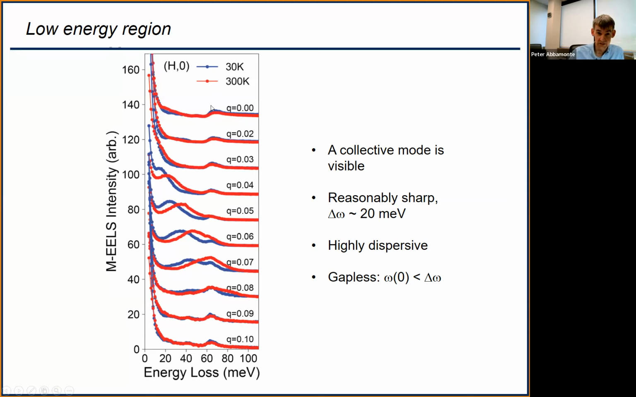So up at 65 meV, there's a phonon. That's a well-known thing. It's seen with infrared and Raman techniques. Actually, infrared. And then if you look, there's another mode. Let's just focus on the red for the moment. That's room temperature. So you can see at low Q, you don't really see it. But as you increase momenta, it appears and it disperses outward. And then at some momenta above about 0.08, it collides with this phonon and then disappears.